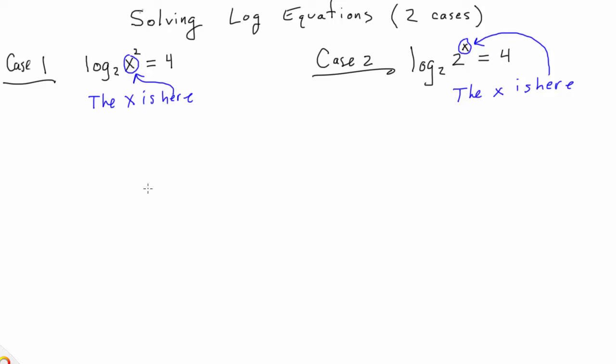All right, there's a couple different cases when you're solving log equations. One, you know it's a log equation if the x is inside the log somewhere. So notice here it says log base 2 of x squared. Since the x is in the log, this is definitely a log equation. On this one, it's log base 2 of 2 to the x power.